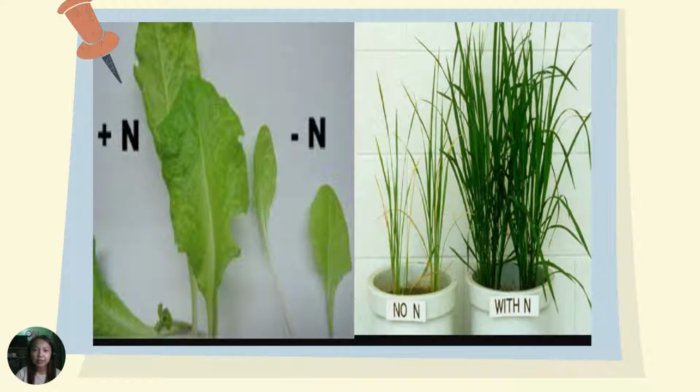So as you can see based on the images being shown, there is a greater effect if there is no presence of nitrogen in plants. So it might not grow that tall compared to the other one which has nitrogen in it.